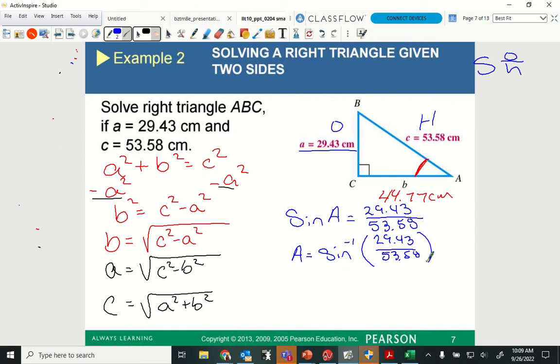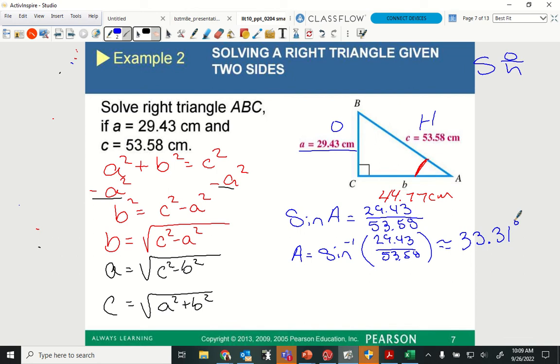All right, so angle A is going to be about, what do we get? I heard 33 point. Okay, there we go. Is that pretty easy? Anyone not get that? Anyone need help?